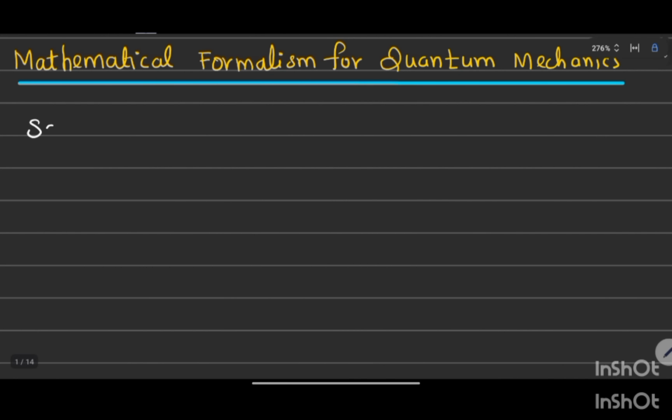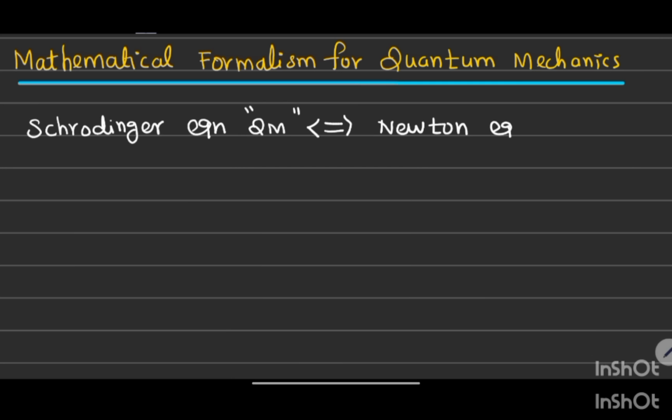Schrödinger equation in quantum mechanics plays the same role as that of Newton's equation in classical mechanics. We know Newton's equation of motion is F equals ma. It's a second order differential equation. Depending on the nature of the force applied on the system, it will be either a linear or non-linear differential equation. So accounting for the constraint forces of a classical system is very difficult using this approach.